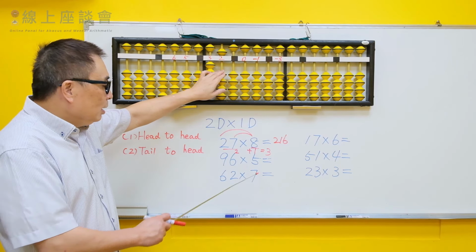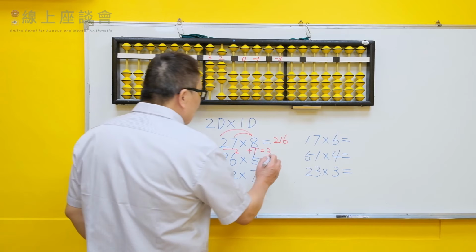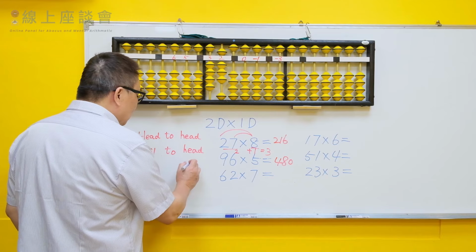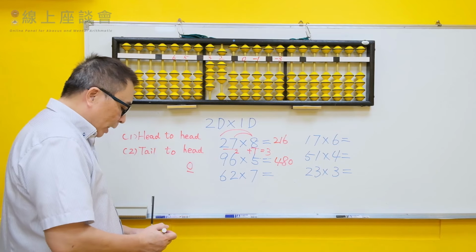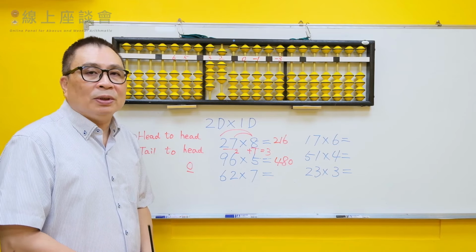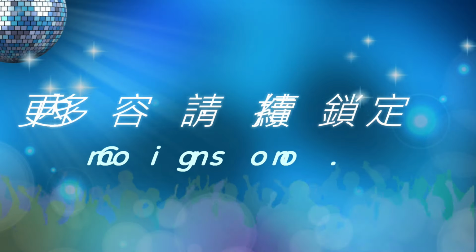We must remind students to touch the rod where 0 is to show that it has a value in it. The answer is 480. In multiplication, students often make a common mistake which involves 0. This is because we don't have to move the bead 0 and create the problem of a wrong position.